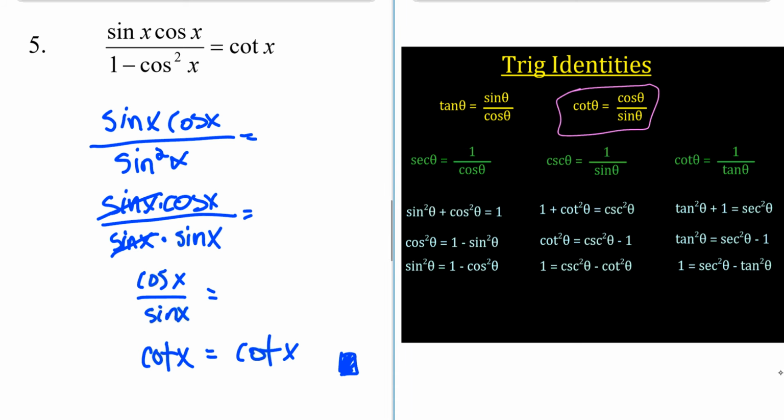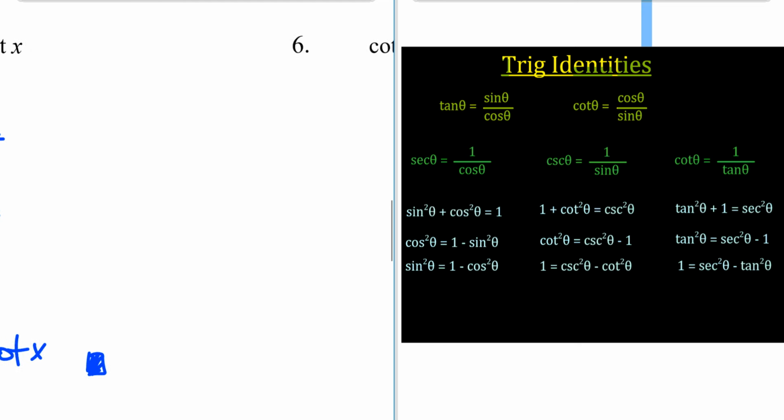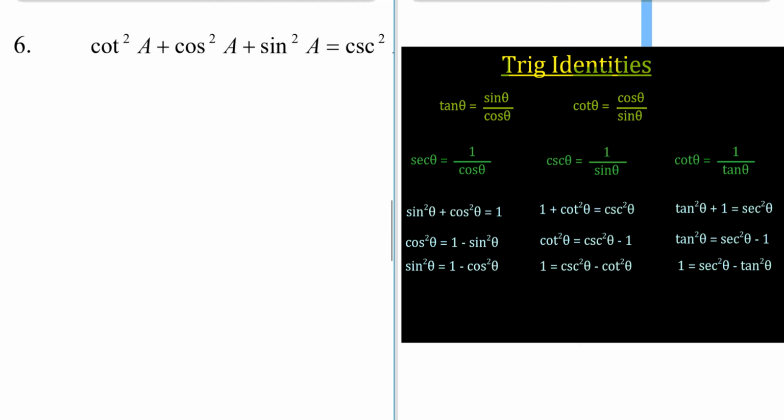Let's look at number 6. We're halfway there. Great job. I don't know why I'm telling myself that. All right. Number 6. Oofda. This one looks a little messy. All right. We've got cotangent squared a plus cosine squared a plus sine squared a equals cosecant squared a. So we're adding all these squareds up, and we're going to end up with cosecant squared a.